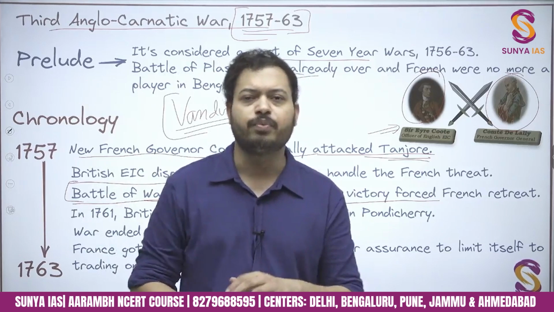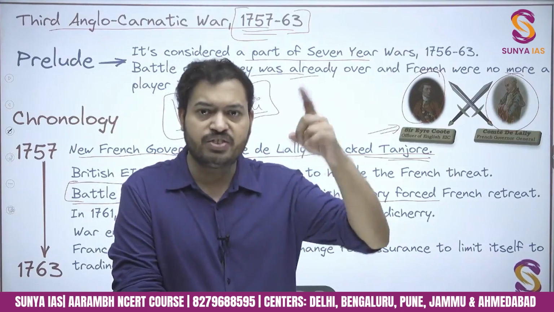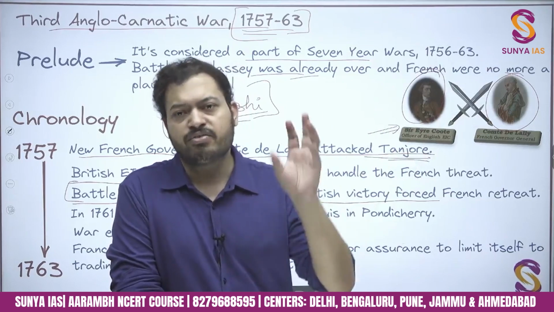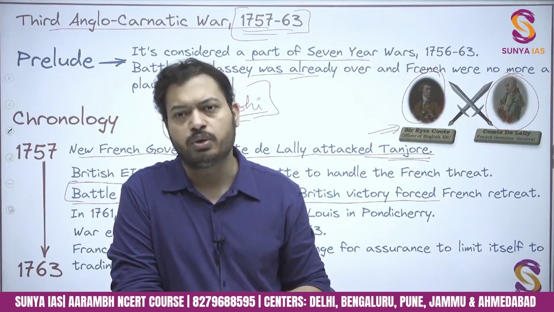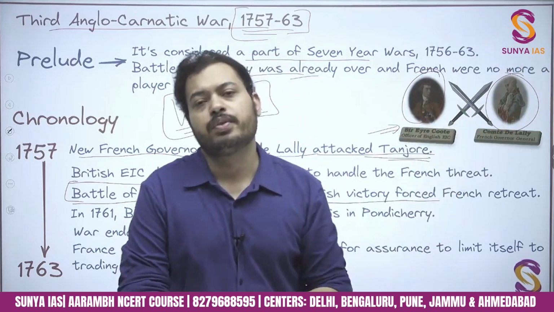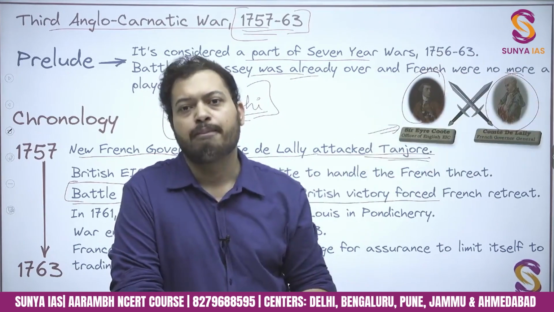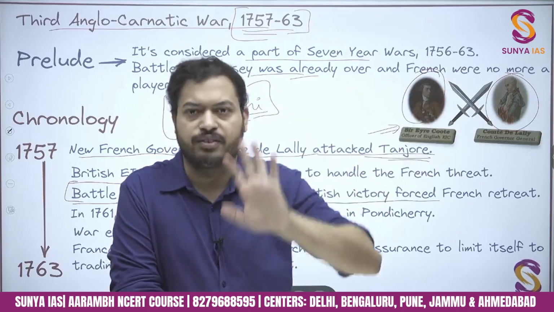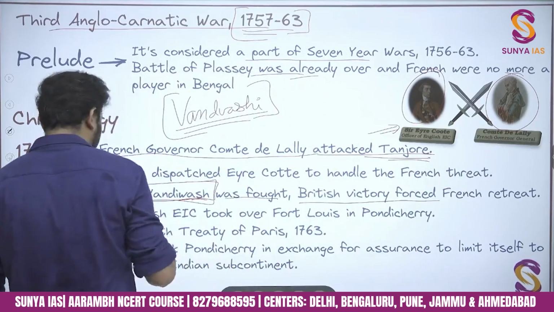Even after this victory, the British were not done yet, and they followed. When the French retreated to Fort Louis in Pondicherry, the British followed them, and this time they captured the French factory, Fort St. Louis. Now understand this: in the first Carnatic War, the French took over the British factory. In the third Carnatic War, the British took over the French factory. So both sides have, at least once, taken over the other's property.